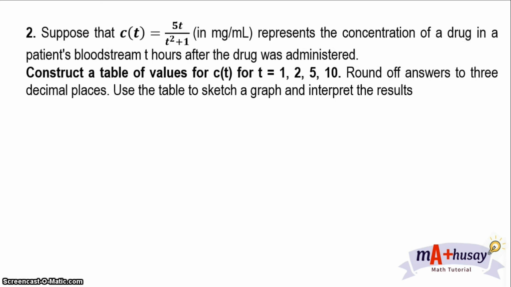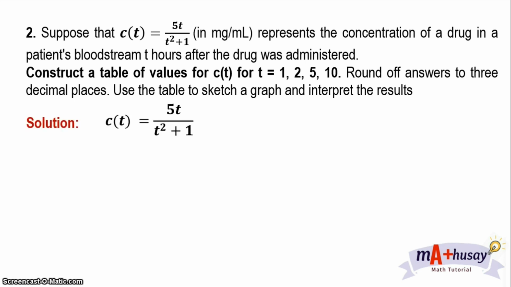Let's have example number 2. Suppose that c of t equals 5t all over t squared plus 1, in milligram per milliliter, represents the concentration of a drug in the patient's bloodstream t hours after the drug was administered. Ang gagawin natin ay magko-construct tayo ng table of values for c of t for t equals 1, 2, 5, and 10. At ating igagraph ang function at i-interpret ang results.